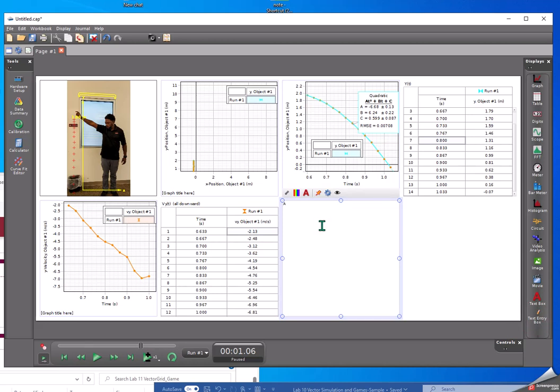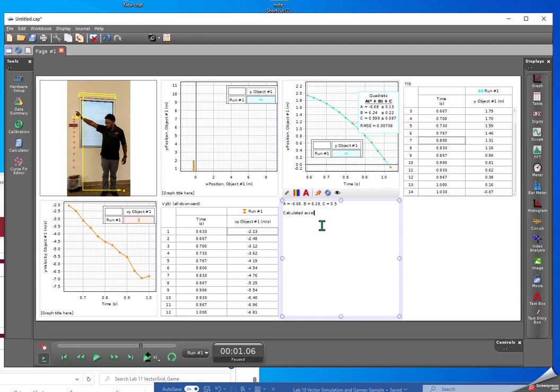So the acceleration, you can just copy down: A equals negative 6.68, and B equals 6.28, and C equals 0.5.